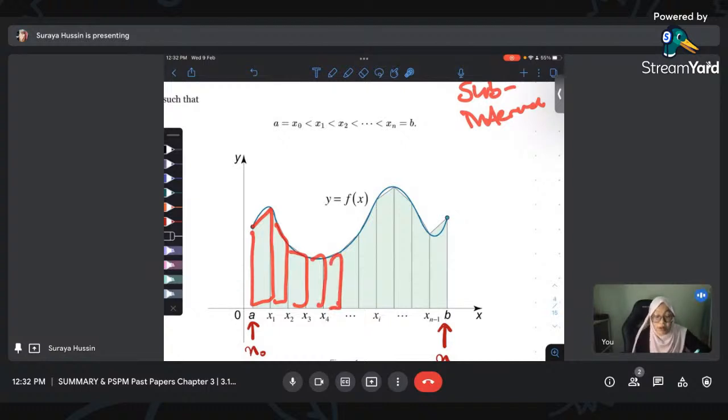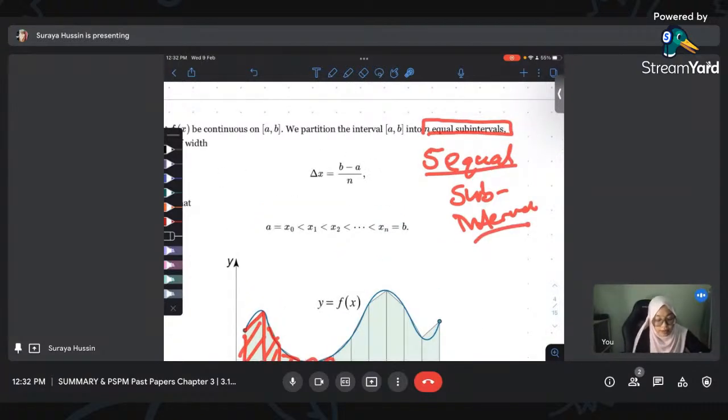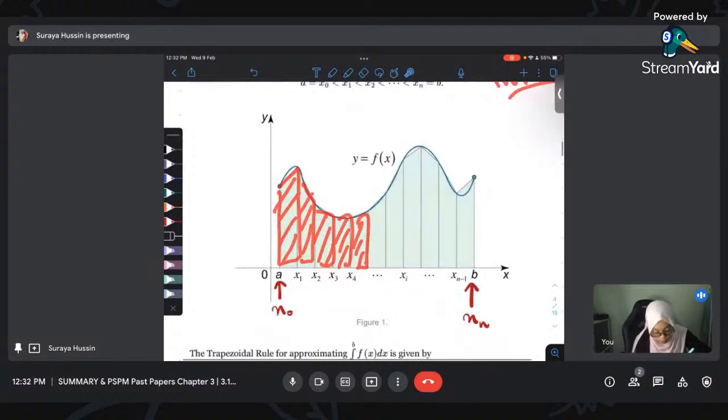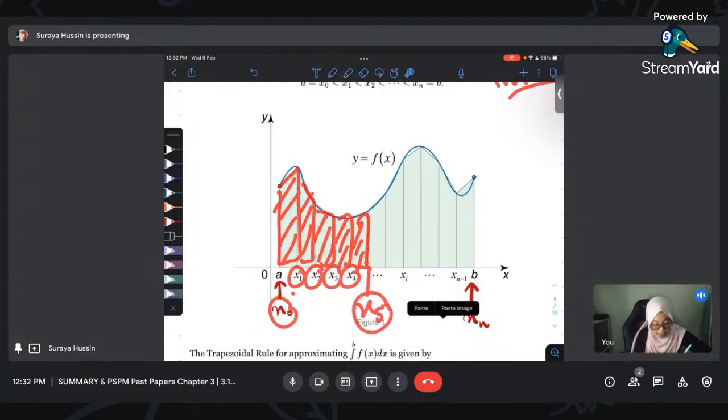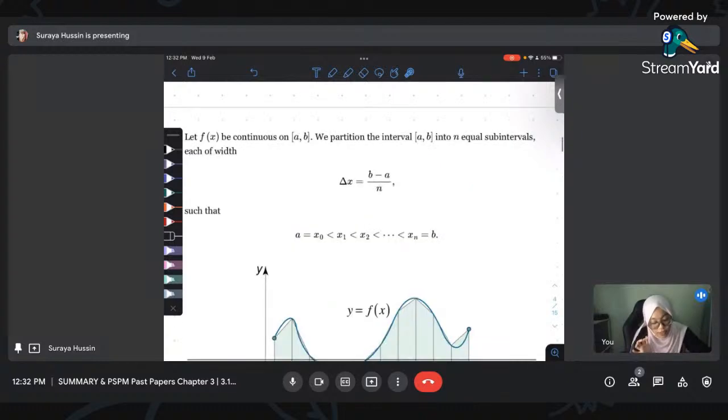Okay? Dia bermaksud akan ada 5 ni. 1, 2, 3, 4, 5 trapezium. Itu yang dimaksudkan 5 equal sub-interval. And so kamu akan buat daripada X0, X1, X2, X3, X4 until X5. So your trapezoidal rule akan ada daripada X0 to X5. Okay, you faham ya? Saya just nak bagi nampak apa maksud equal sub-intervals itu.